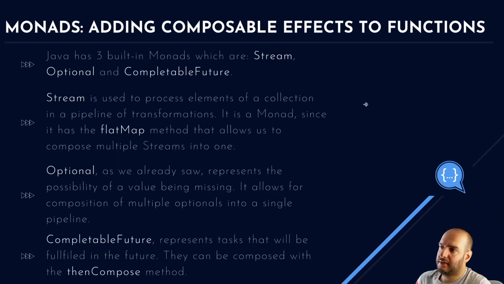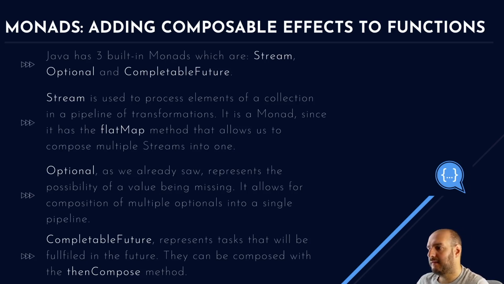So Java has three inbuilt monads, which are stream, optional, and completable future. A stream is used to process elements of a collection in a pipeline of transformations. And it's a monad because it has a flat map method that allows us to compose multiple streams into a single stream. So if you have a function that returns a stream, you can flatten it into a single stream. Let's say you have a stream, and you map each element of that stream into a stream as well. You will end up with a stream of streams. But sometimes what we want is to flatten that so that we have a single stream. So we use flat map, and in that case we end up with a single stream, which is the concatenation of all the substreams.